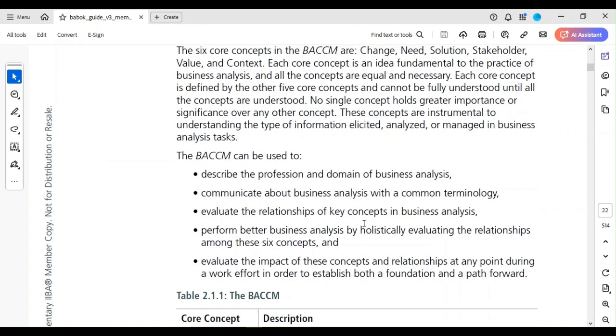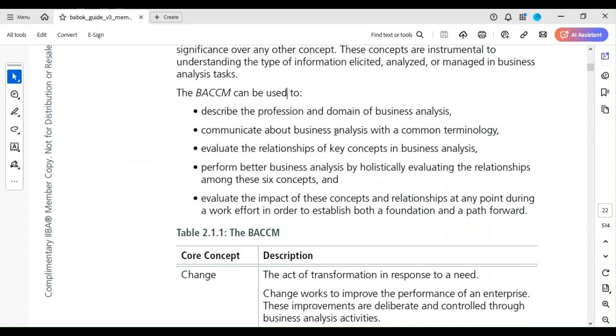The BACCM can be used to describe the profession and domain of business analysis. It describes your profession as a business analyst. Communicate about business analysis with a common terminology. Evaluate the relationships of key concepts in business analysis. It helps you to look at the relationships that exist among key concepts. Perform better business analysis by holistically, that is, as a whole, evaluating the relationship among these six concepts, and evaluate the impact of these concepts and relationships at any point during a work effort in order to establish both a foundation and a path forward.